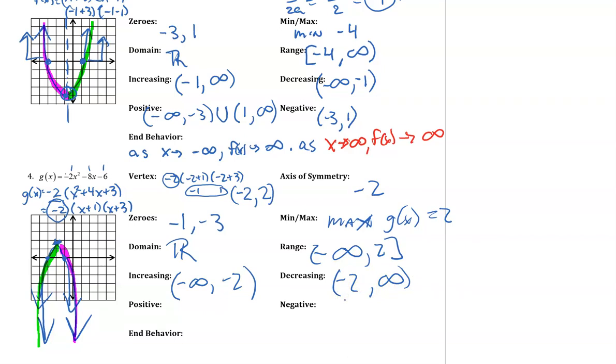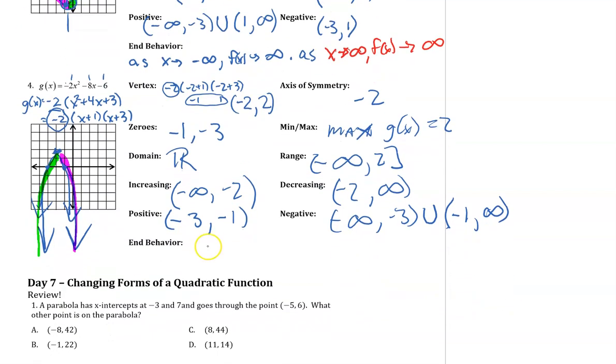Where is it positive? It's positive above the x-axis, so it is positive between the two zeros, non-inclusive. And it is negative from negative infinity to negative 3, or union, sets from negative 1 to positive infinity. And the end behavior, as x approaches negative infinity from the right, g of x approaches negative infinity, and as x approaches positive infinity from the left, g of x approaches negative infinity.